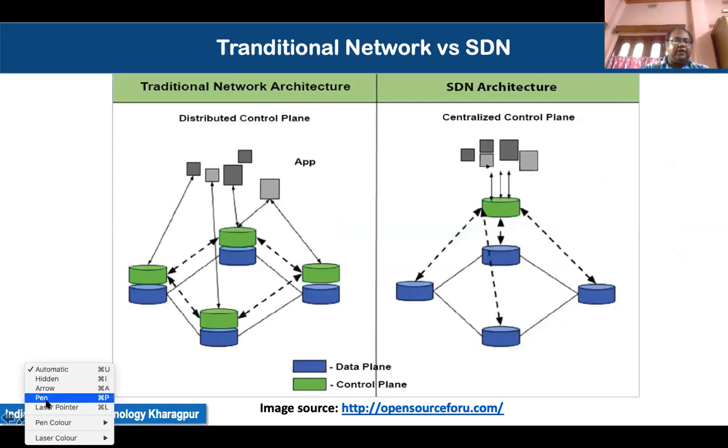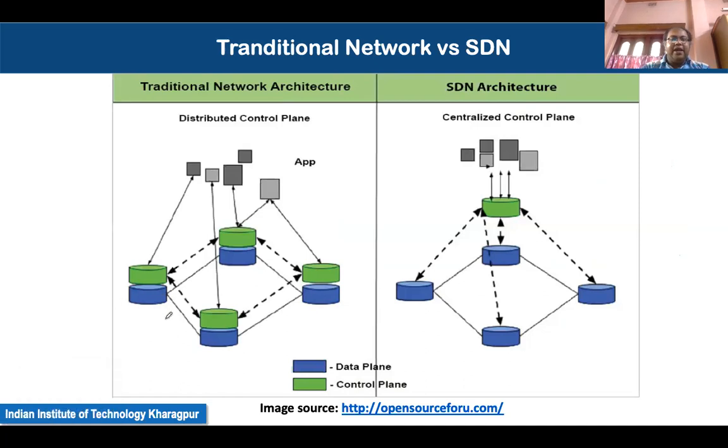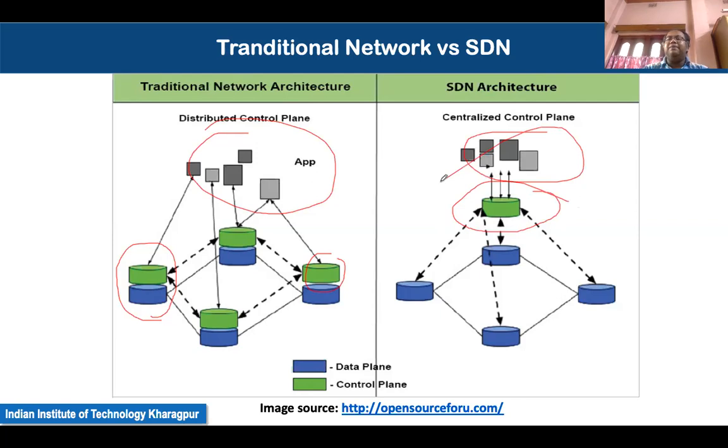Now, if you look into a traditional network architecture, every router will have its own data plane and control plane. And the network applications are running in a distributed way over different routers. Now, in case of SDN, what we are doing is separating out these control planes and having a logical centralized controller which is running the control plane. And on top of that, all my network programs are run.